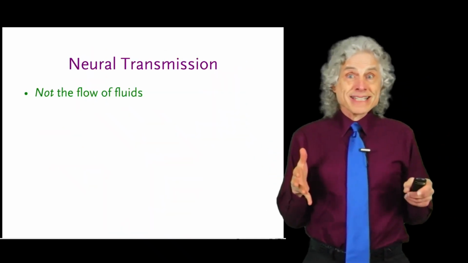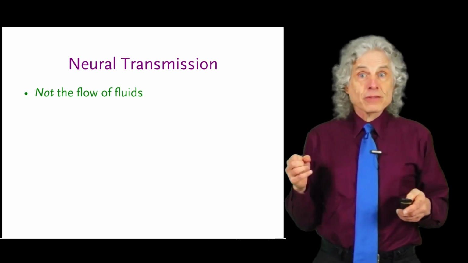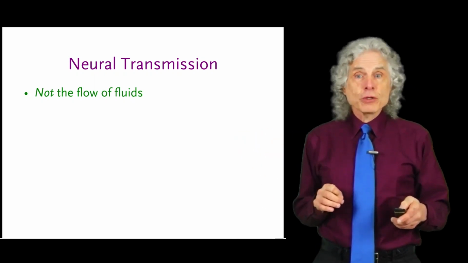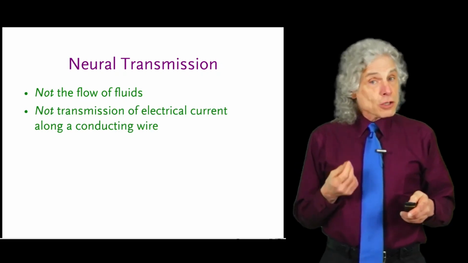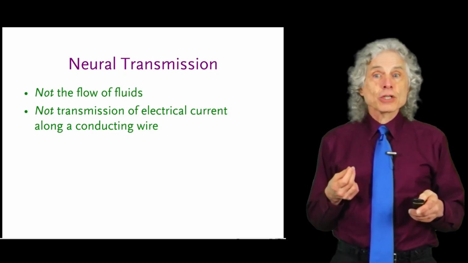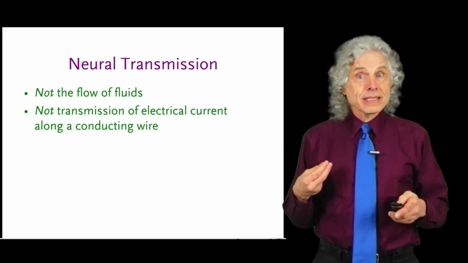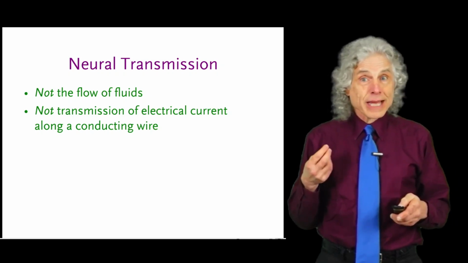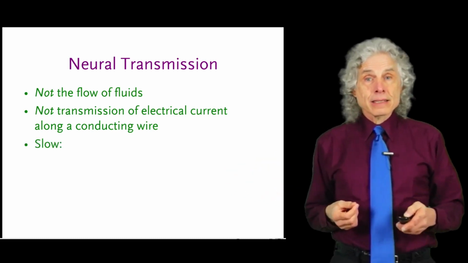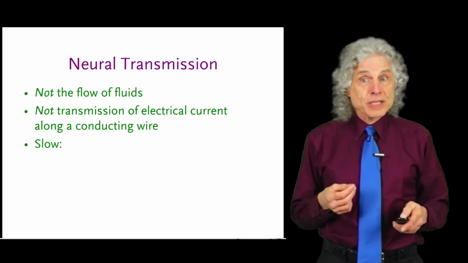Now, neurotransmission itself should not be thought of as the flow of fluids through pipes, even though neurons are, as we shall see, pipe-like structures filled with fluid, but that's not what happens. They also should not be thought of as the transmission of electrical current along a conducting wire. Although there is electrical activity in the nervous system, it is very, very different from what happens in a wire when you plug your headphones into an iPhone. For one thing, neural transmission is very, very slow compared to the speed of electricity.